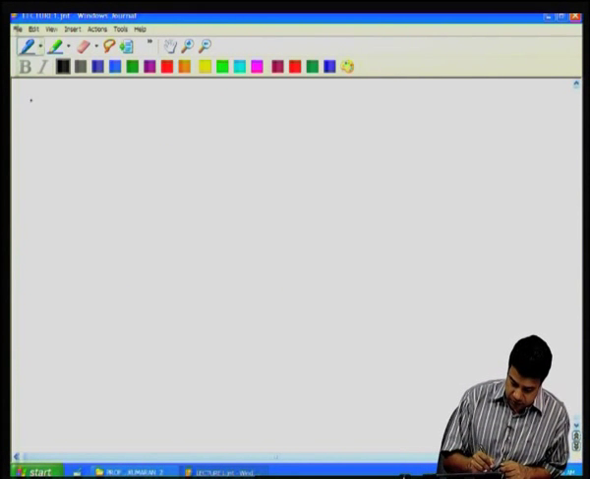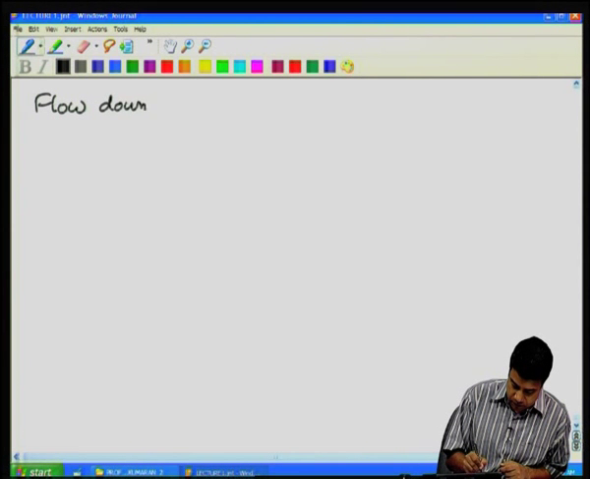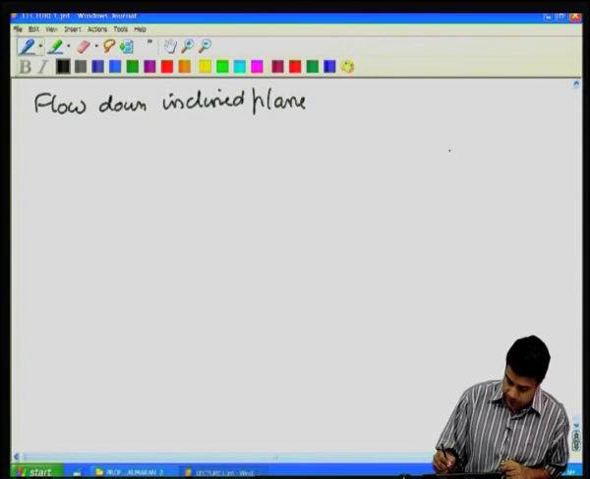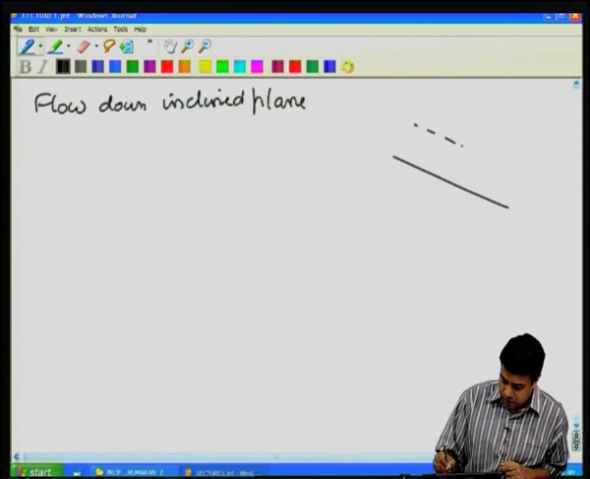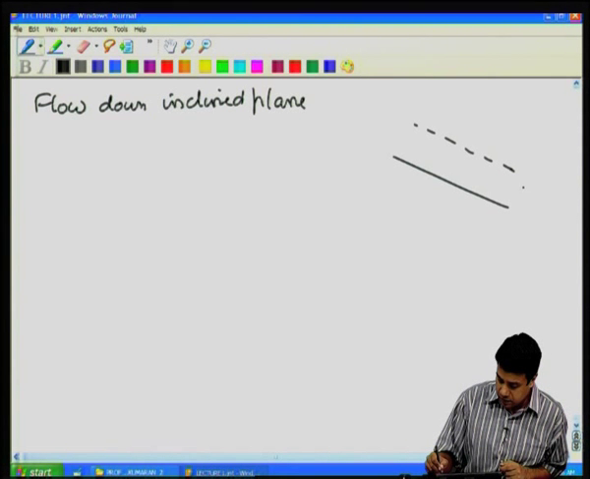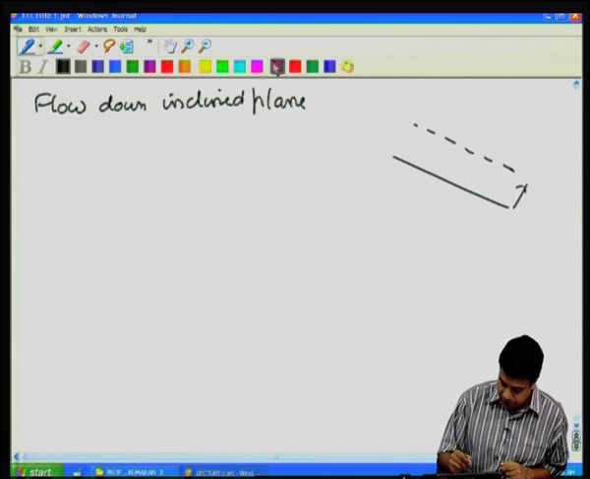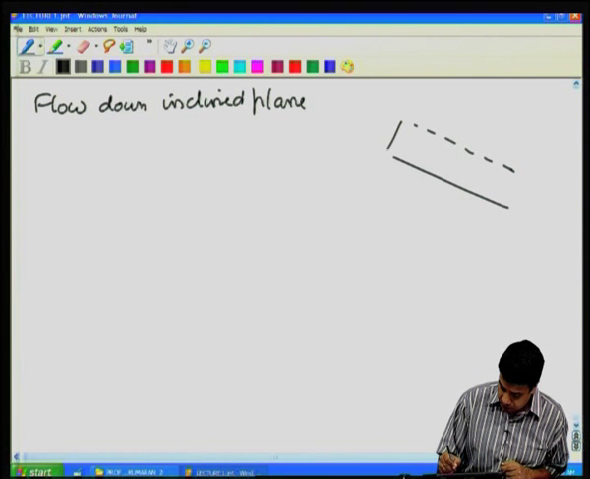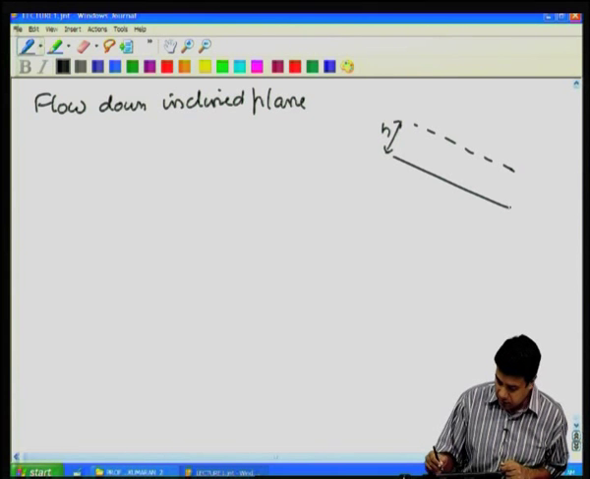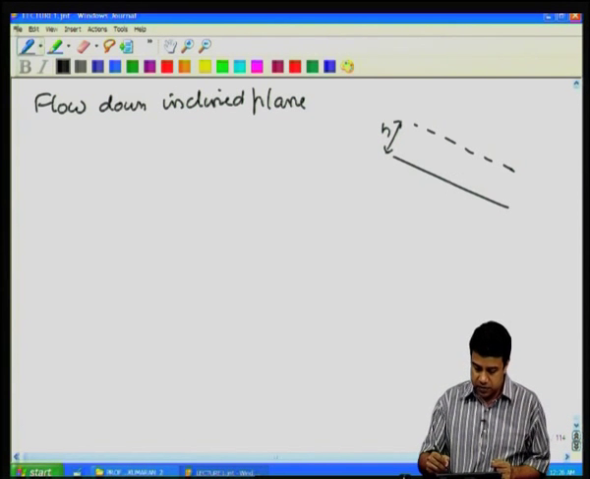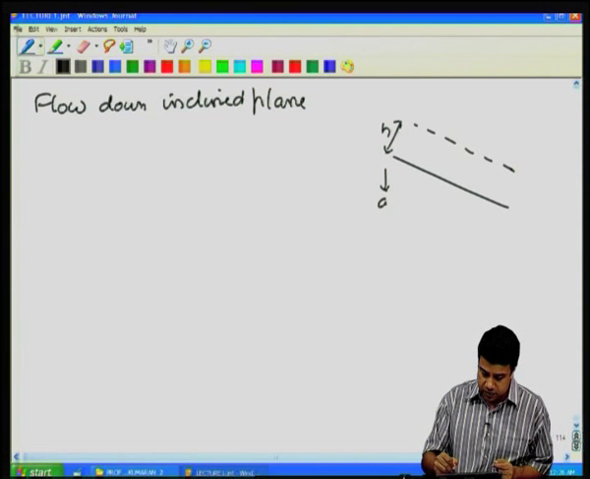Okay. That is flow down an inclined plane. I have a fluid of height h, okay, coming down an inclined plane in which the gravity vector is acting in this direction.